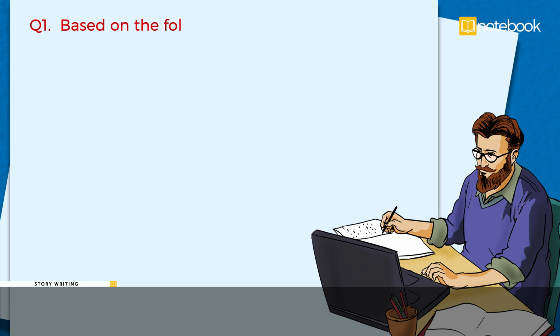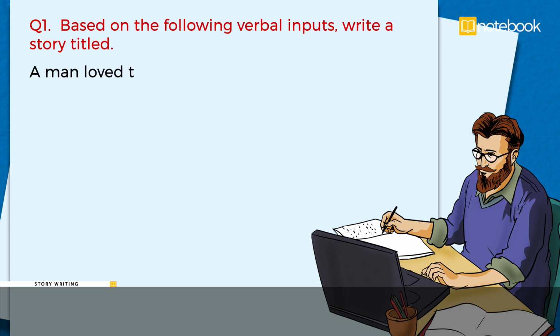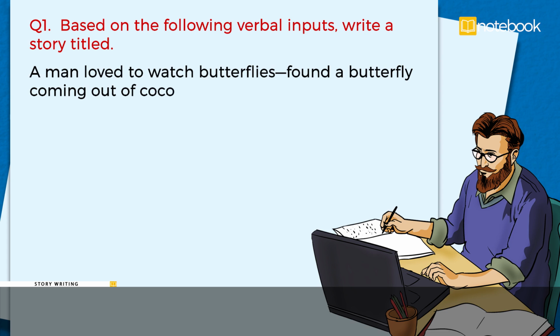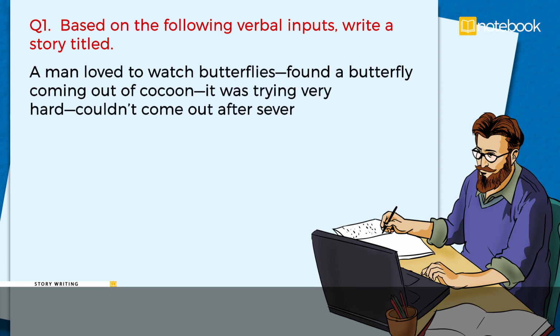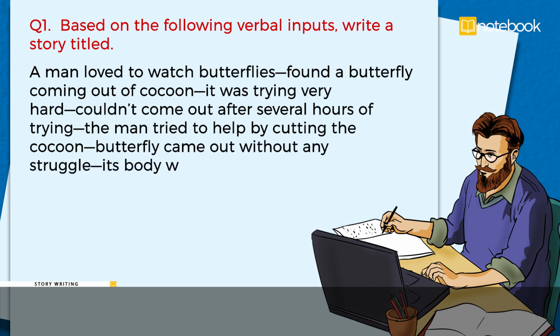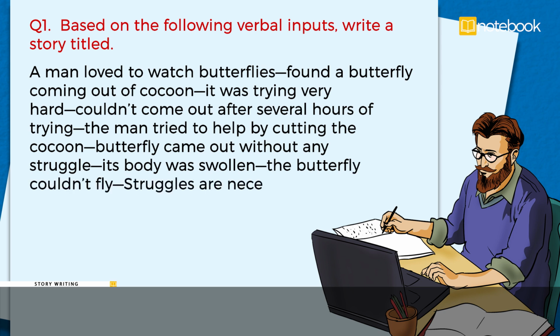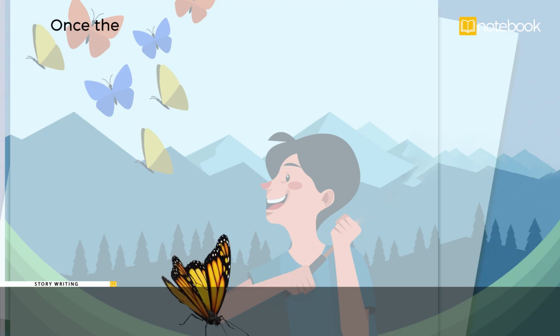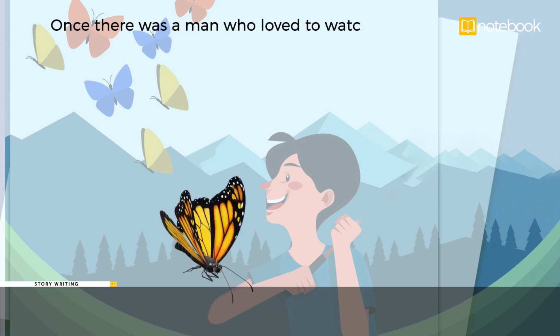Based on the following verbal inputs, write a story titled "A Man Loved to Watch Butterflies." Found a butterfly coming out of a cocoon. It was trying very hard, couldn't come out after several hours of trying. The man tried to help by cutting the cocoon. Butterfly came out without any struggle. Its body was swollen. The butterfly couldn't fly. Struggles are necessary.